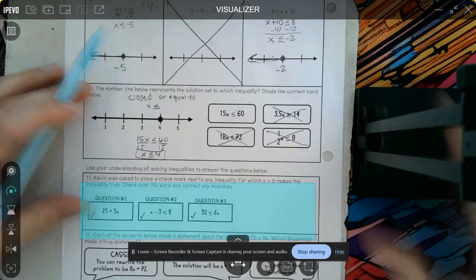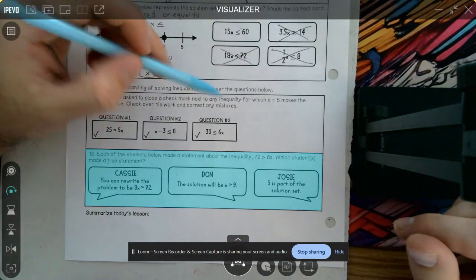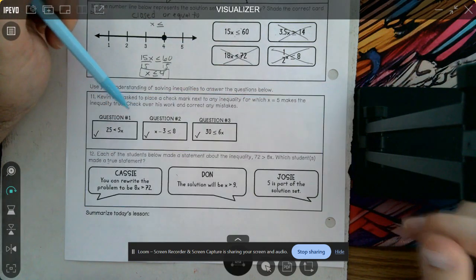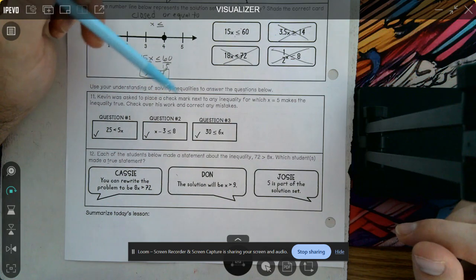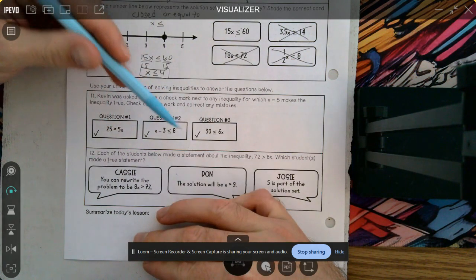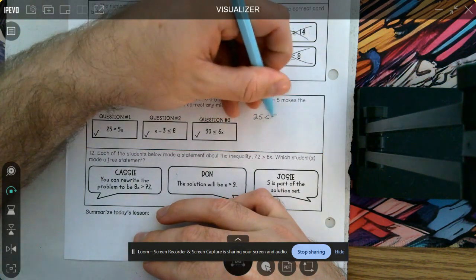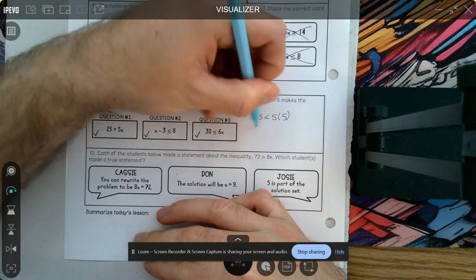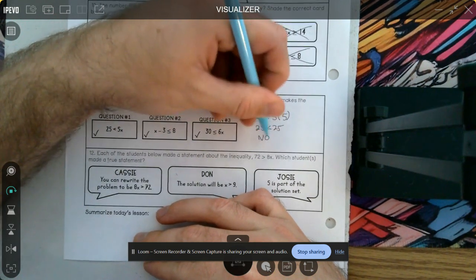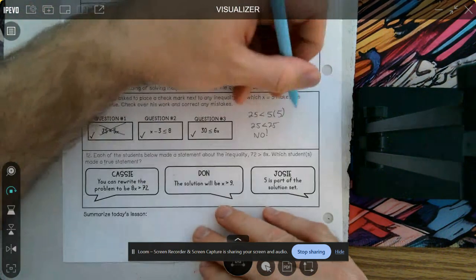All right, number 11. Kevin was asked to place a check mark next to any inequality for which x equals 5 makes the inequality true. Check over his work and correct any mistakes. So he says that if we substitute 5 into these inequalities, they're all correct. Let's try. 25 is less than 5 times 5. So is 25 less than 25? No. So that's wrong.